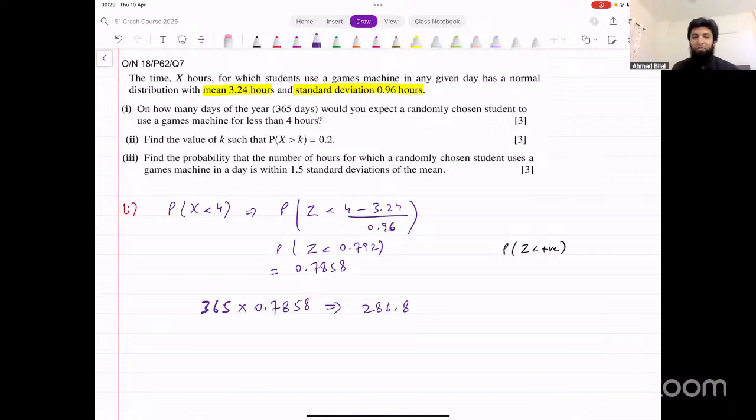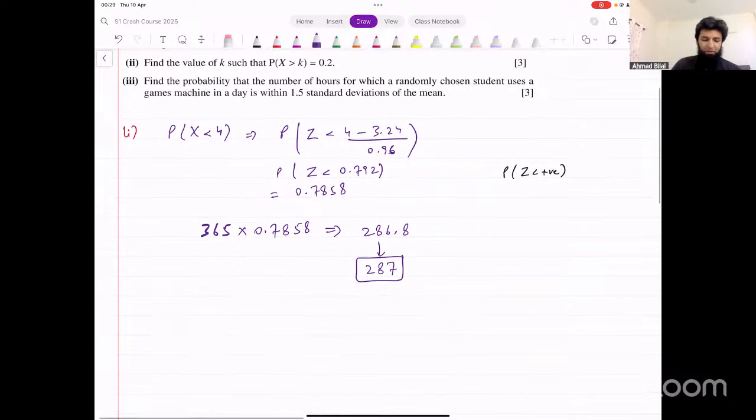286.8. But remember, we're talking about number of days. They can never be in decimals, so it has to be an integer. You have to round it off to 287. If you write a decimal, you will lose a mark for that. Okay? You have to write an integer here. We're talking about number of days. So yeah, that's what we get.